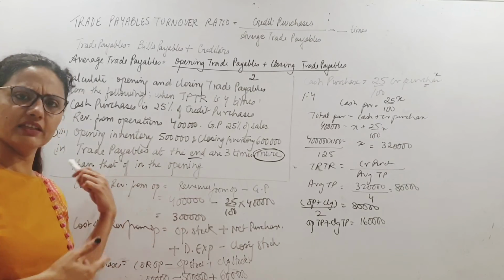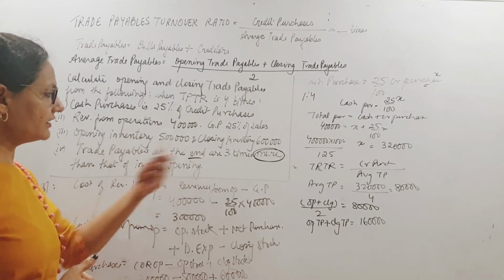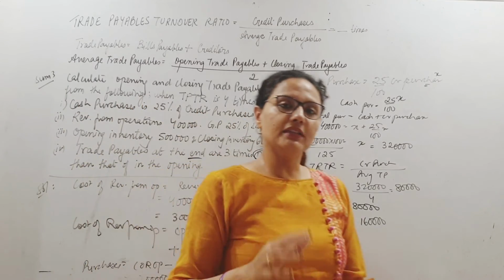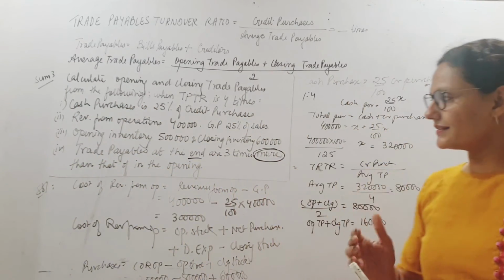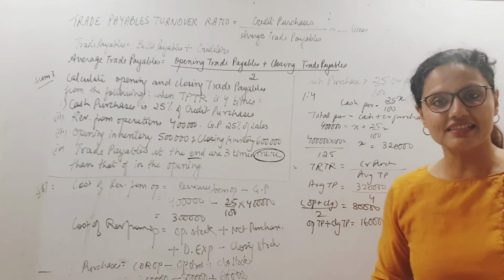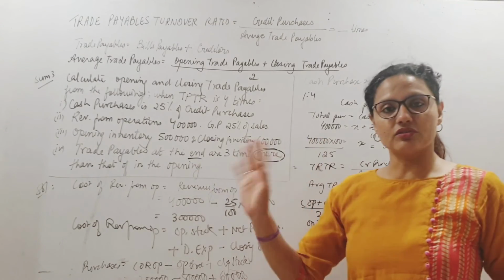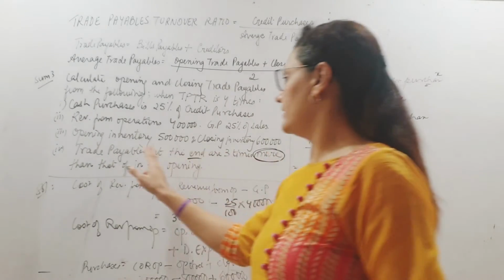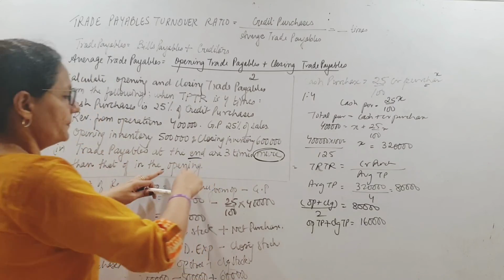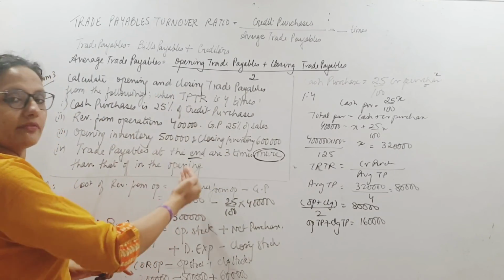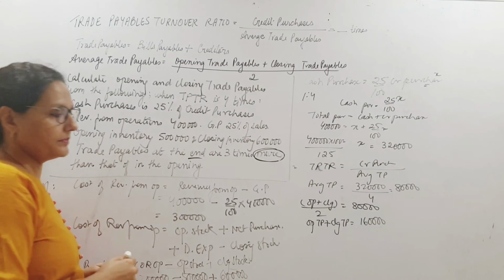So 3 into opening will give you closing. But here it is 3 times more than that of the opening, meaning 3 times the opening plus the opening. That is how much? 4 times the opening. Yes. So this word changes the whole meaning. So here the relationship between them: closing is 4 times that of the opening trade payables.